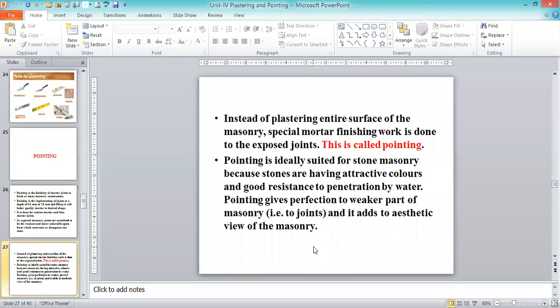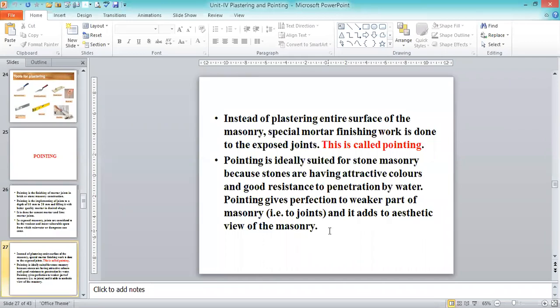Thickness or depth is important, so that no open spaces are left and the joints are filled with the appropriate mortar. Pointing is ideally suited for stone masonry because stones have attractive colors and good resistance to the penetration of water. Pointing gives perfection to the weaker part of the masonry, that is, the joints. Pointing is always the filling up of the joints, and it also adds to the aesthetic view of the masonry.